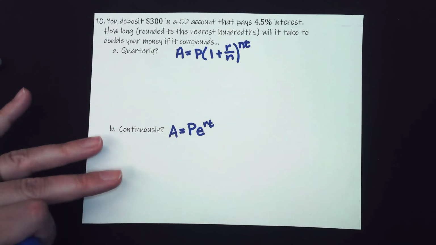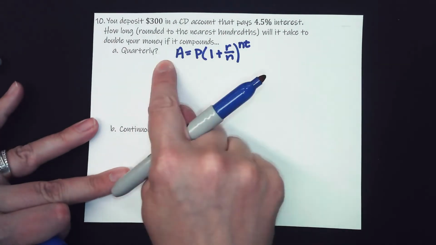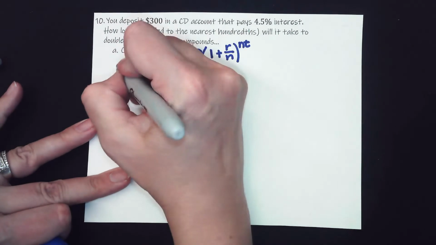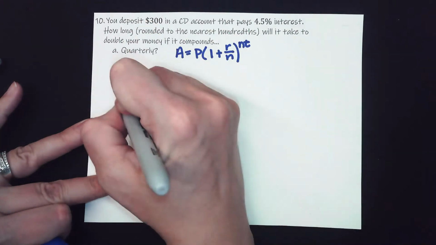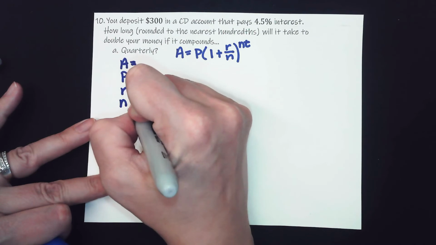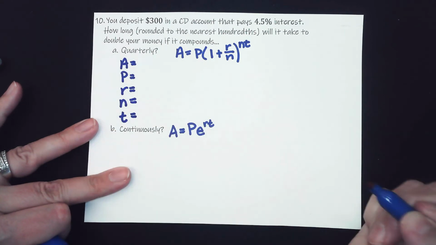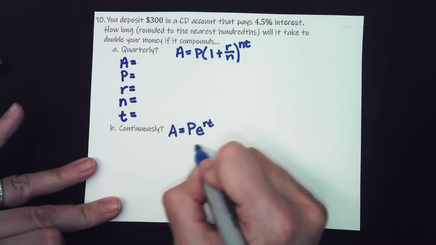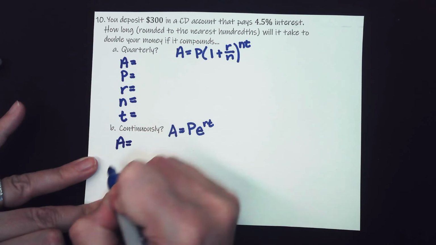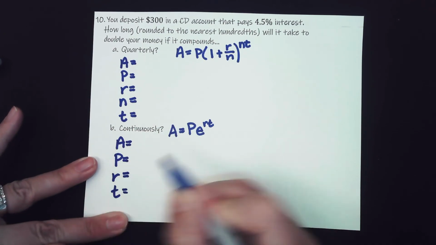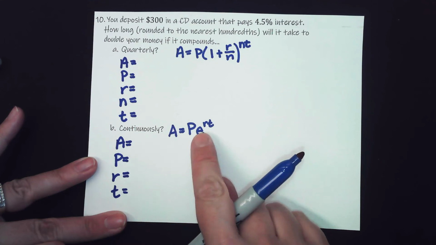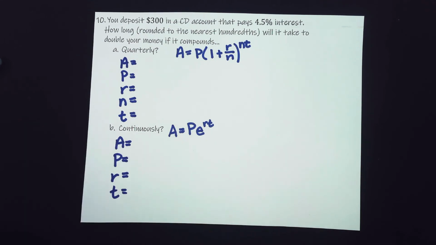Okay? So if I list the things I have in this problem, let's just do the first equation first. I have a capital A, a capital P, a lowercase r, lowercase n, and a lowercase t. If I list the variables I have in this equation, I have a capital A, a capital P, an r, and a t. This e is not a variable. Just don't forget that.